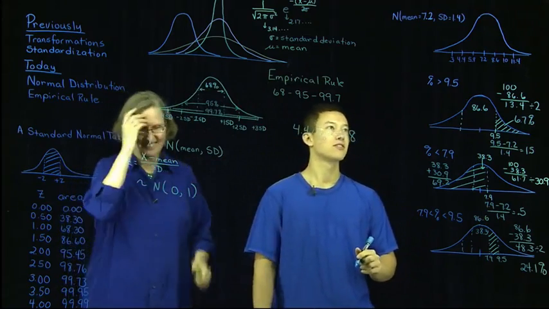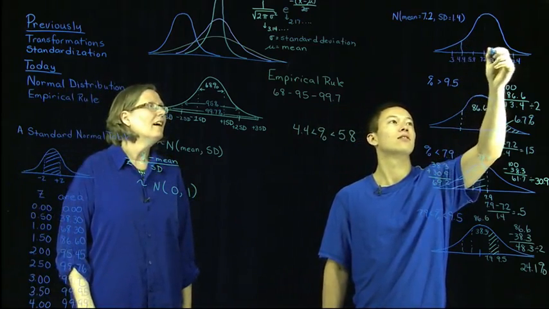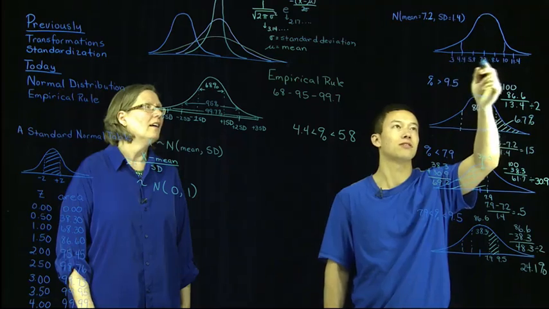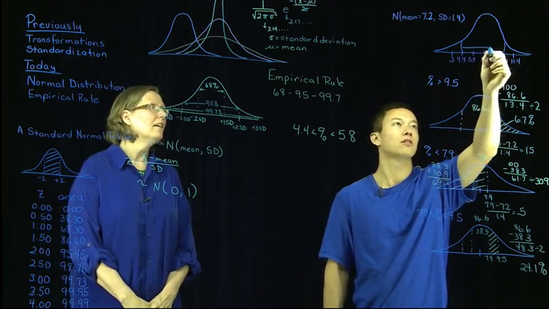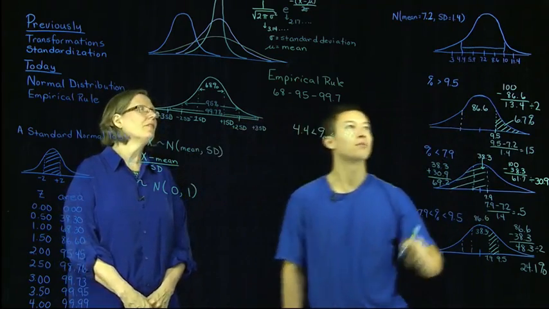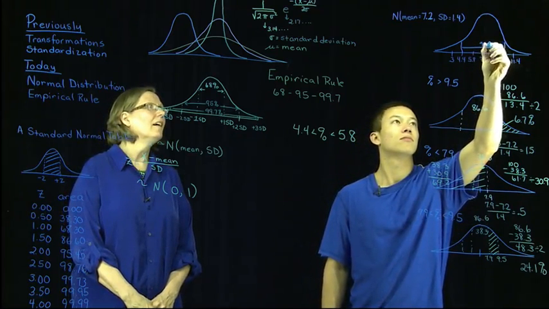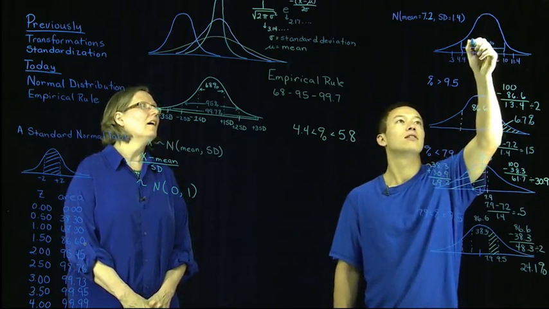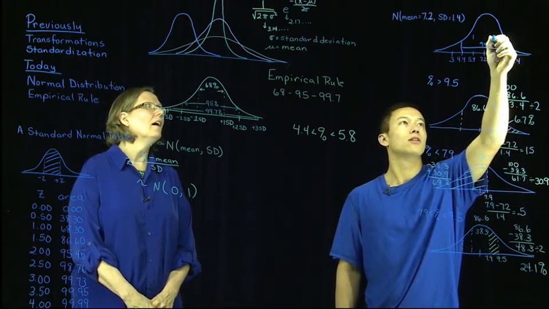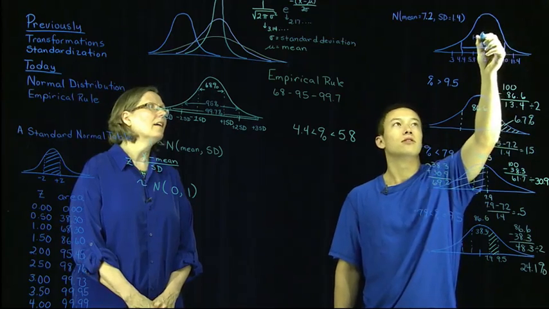Okay, so the distance between 4.4 and 10, these are both 2 standard deviations away from the mean of 7.2. So the distance and the area that those have between them is about 95%. And 5.8 is 1 standard deviation away from the mean of 7.2. And the distance between 5.8 and 8.6 is about 68%.